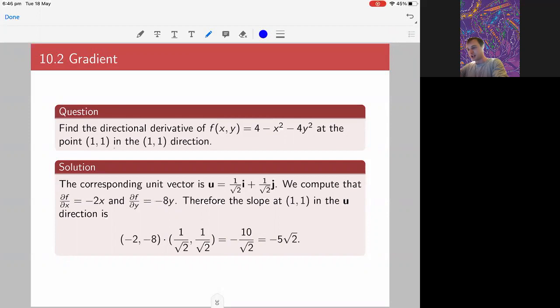So since I'm evaluating at the point 1, 1, this vector becomes minus 2, minus 8, and I'm taking the dot product with 1 on root 2, comma 1 on root 2. Using the definition of dot product that I gave you before, we end up with minus 10 on root 2, and this is equal to minus 5 times the square root of 2. So this is how steep the slope is if we're traveling in the direction of the 1, 1 vector.